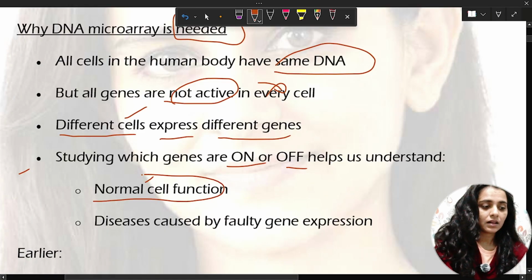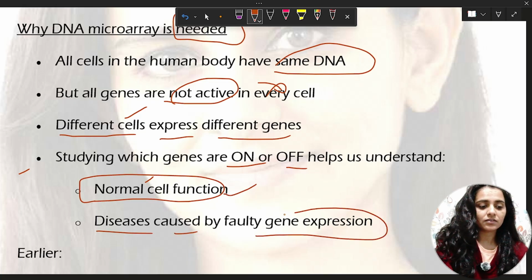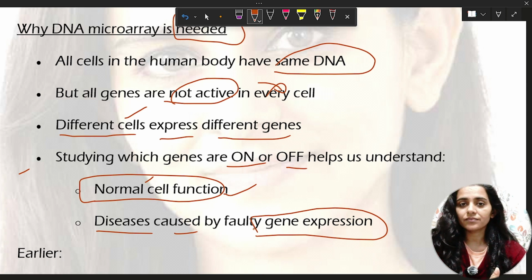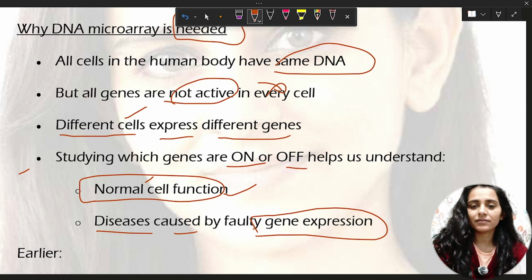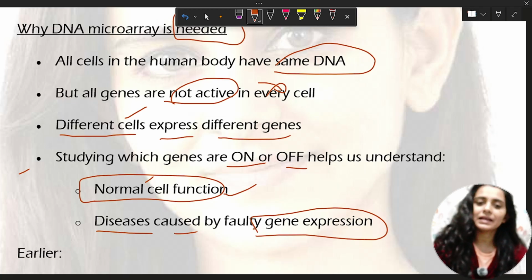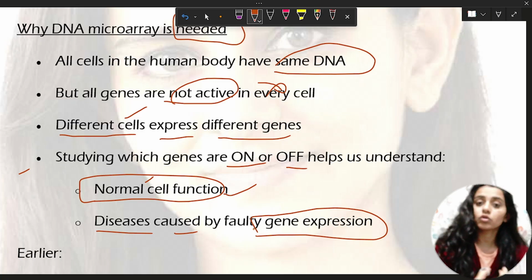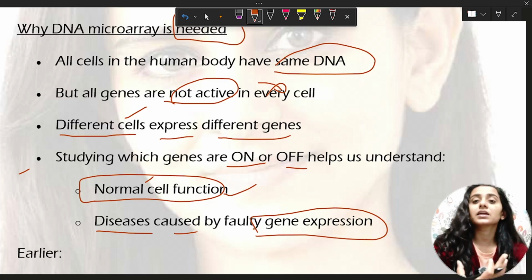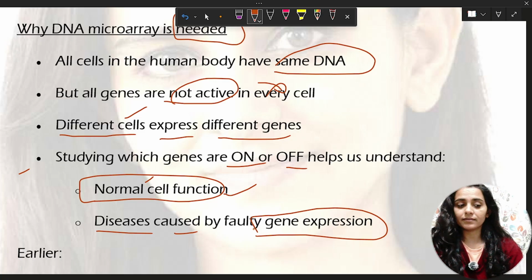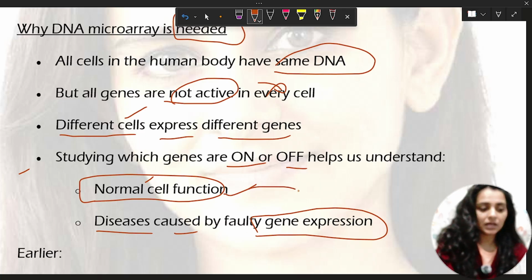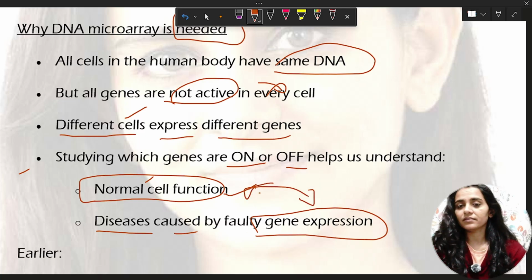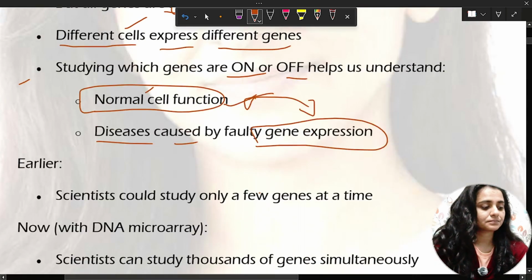So normal cell function and disease-caused gene expression will be different. If there is a cell which is expressing some kind of gene, normally it works efficiently. But if some cell is diseased, their expression could be stopped or could be even higher in rate than a normal cell. So we can compare both cells, the diseased one and the normal one.